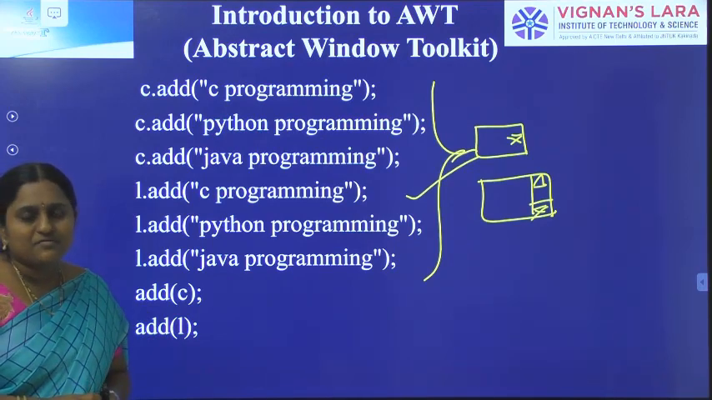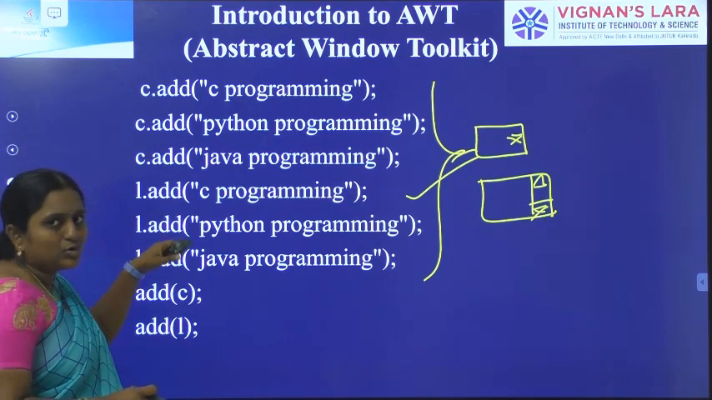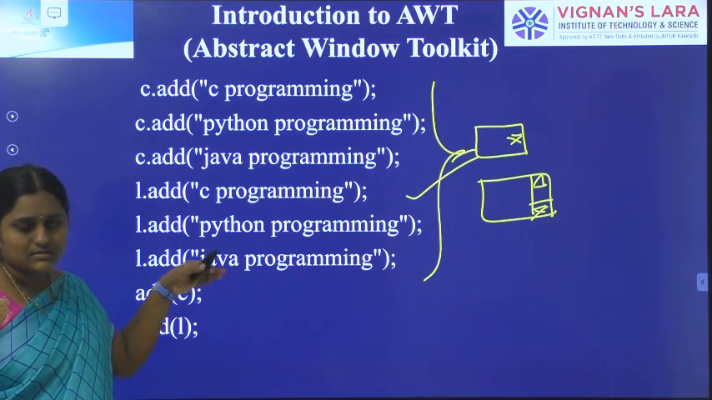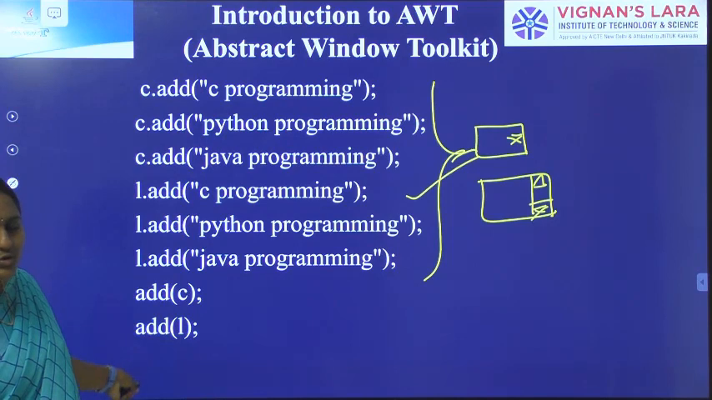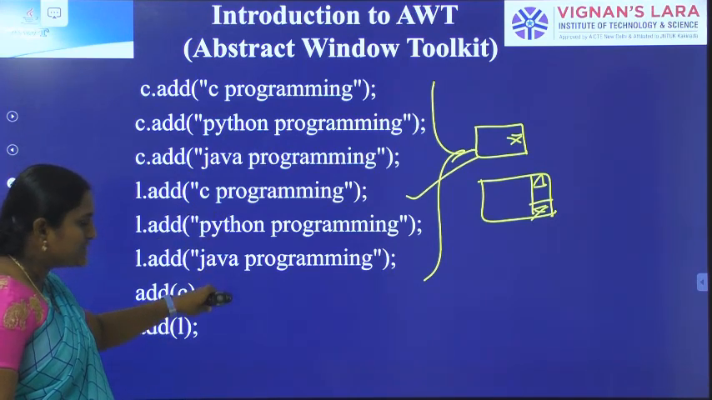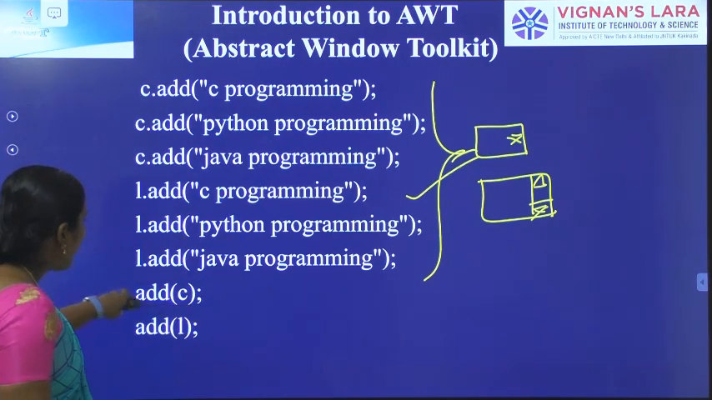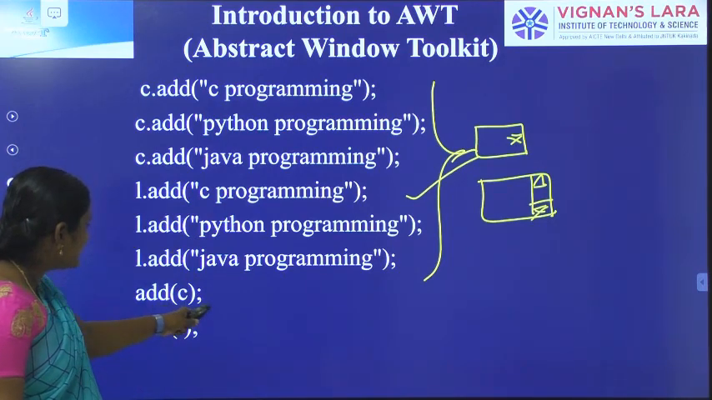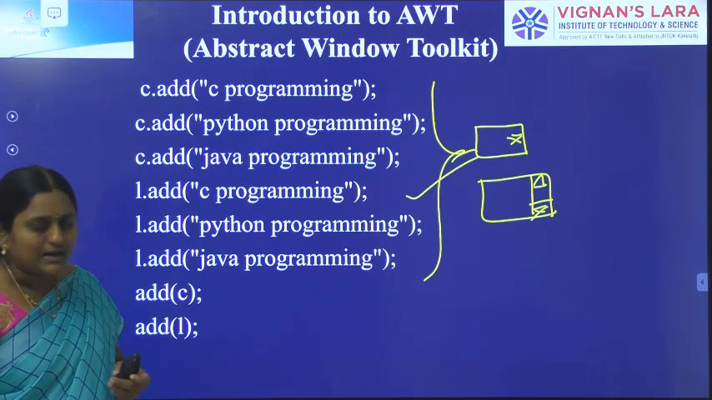So we have to add a number of subjects, a number of items in the choice and list. In a similar way, we have to add items, some elements, in the list. With the help of a list class object, we add those elements in the list. L.add C programming, Python programming and Java programming. After adding elements in the choice and list, we have to add those elements in the container. So add C, add L. These two mean we have to add those items in the container object.